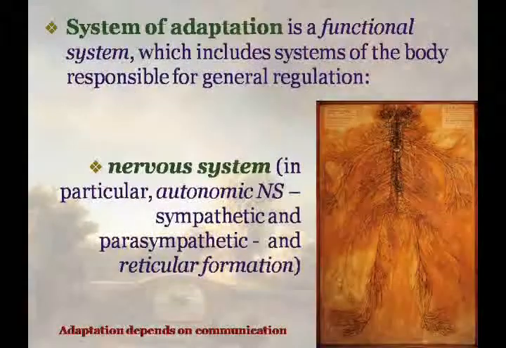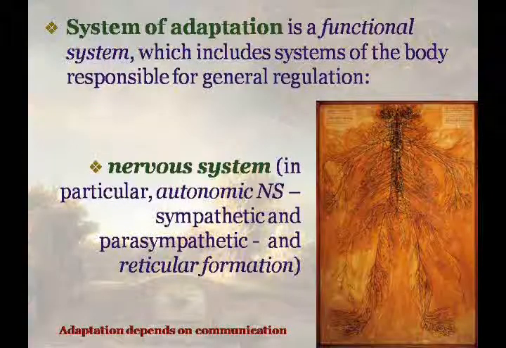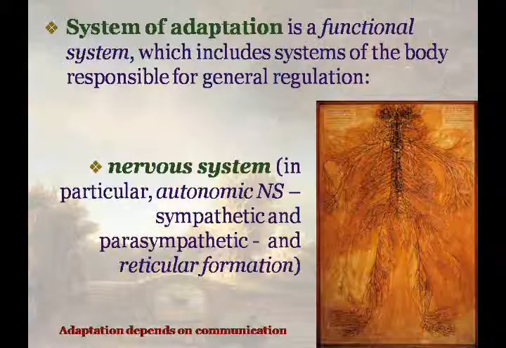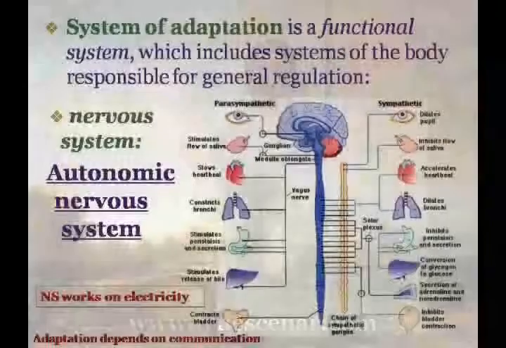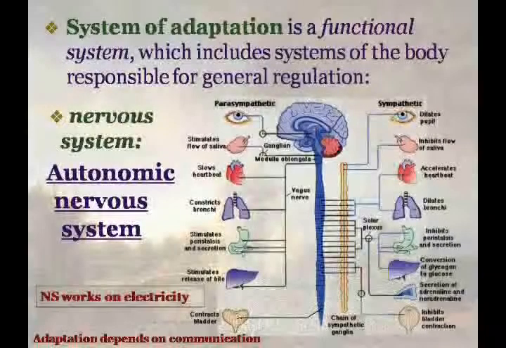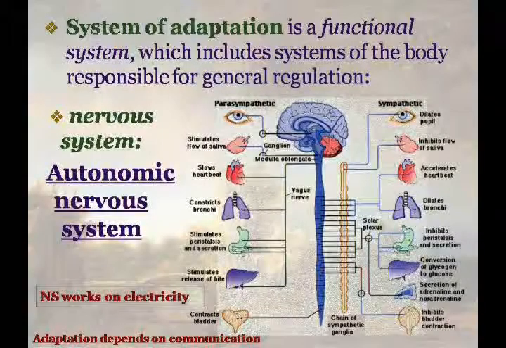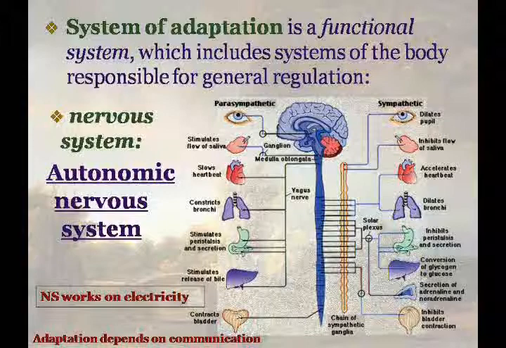Now, the next part of the system of adaptation is our nervous system, because you remember we are working on communication. So, the nervous system is our wiring. It's a big part of communication. Now, the nervous system works on electricity, emits electrical impulses. We already know that. The next, especially important part of the nervous system is the autonomic nervous system. And remember we did the protocol, the ANS balancing protocol. This chart just shows you pretty well where different parts of the autonomic nervous system are positioned.